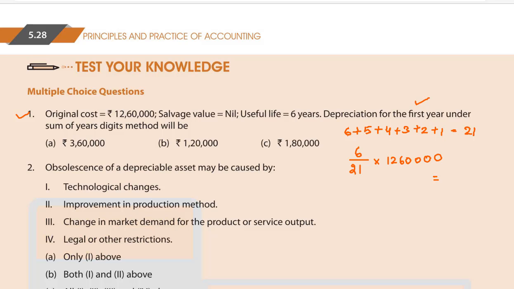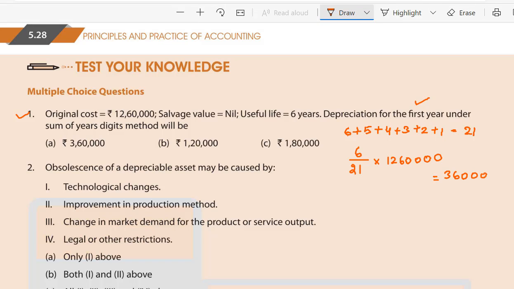Three lakh 60,000. 3,60,000. Answer is A. 3,60,000.